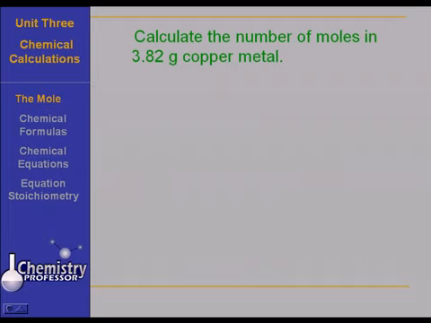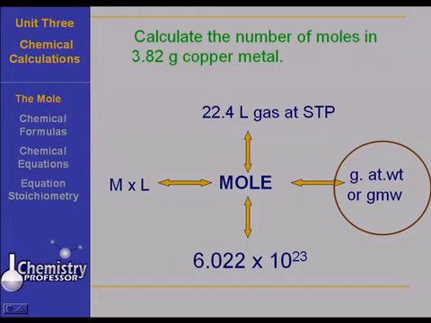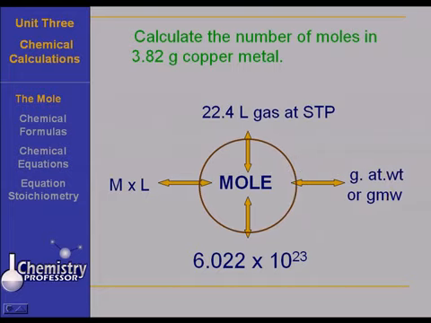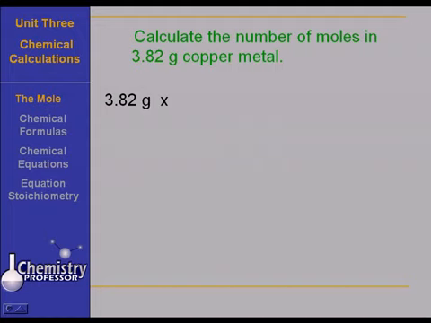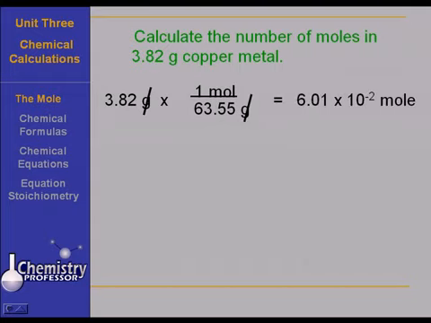Suppose you were asked to calculate the number of moles in 3.82 grams of copper metal. On the mole roadmap, you're starting at mass over here on the right. You're starting with 3.82 grams of copper metal, and you've got to get that to moles. Here is the way you do it. You take 3.82 grams times 1 mole over 63.55 grams. Your grams cancel, and that leaves you with moles of copper metal. Okay, that was kind of easy.